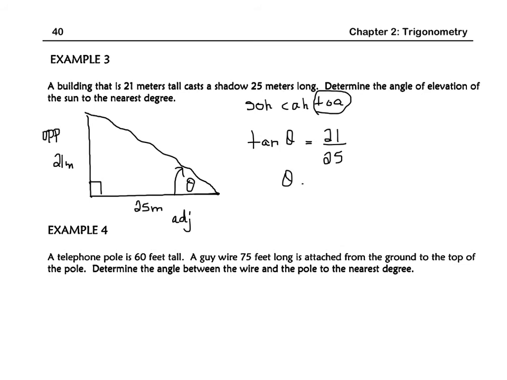So therefore the angle is inverse tan of 21 over 25. And again, if you put that in your calculator, you get approximately 40 degrees. If I round it off, it's 40.03 and so on, approximately. So if you round it off to the nearest degree, that would be 40 degrees.